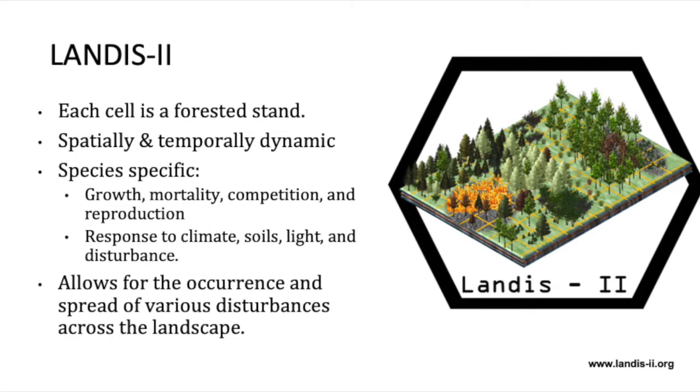For each species, we'll have growth and mortality, competition, and reproduction that occur within those cells. Spatially and temporally, they'll have responses to climate, including drought, soil characteristics, light environment, if you think about regeneration, and also, of course, various types of disturbances. It allows for the occurrence and the spread of these different disturbances across a landscape.